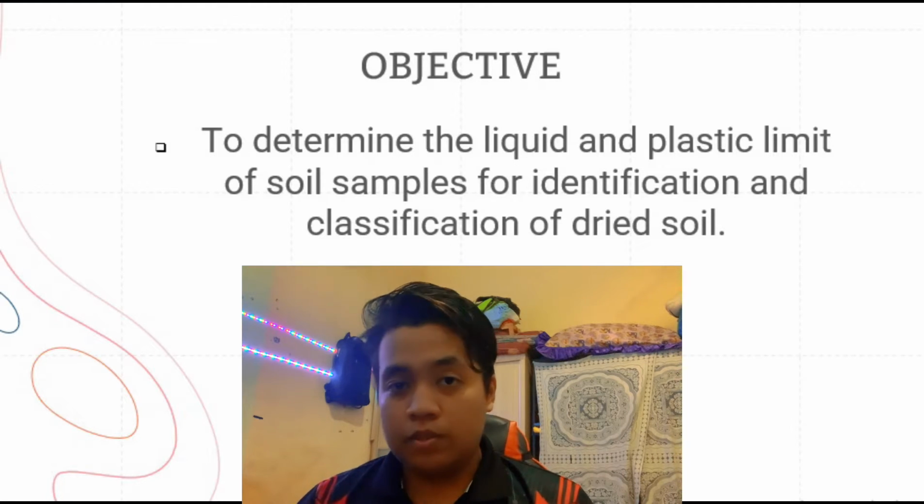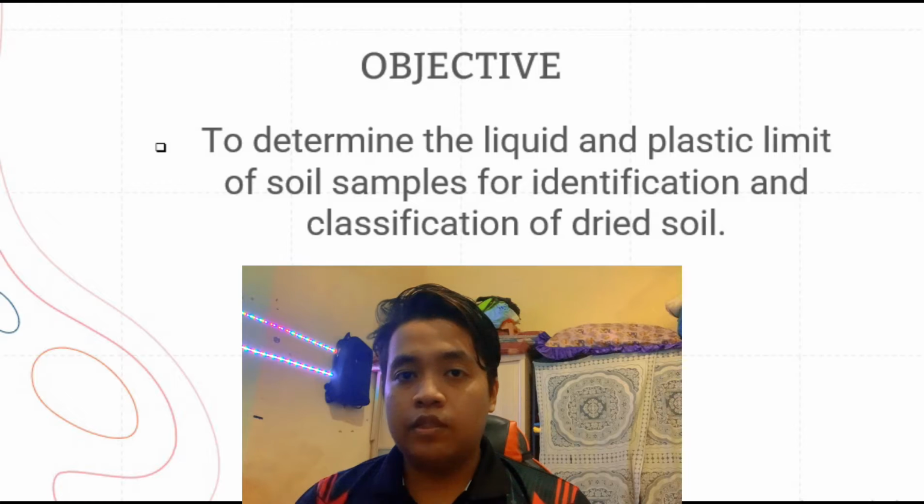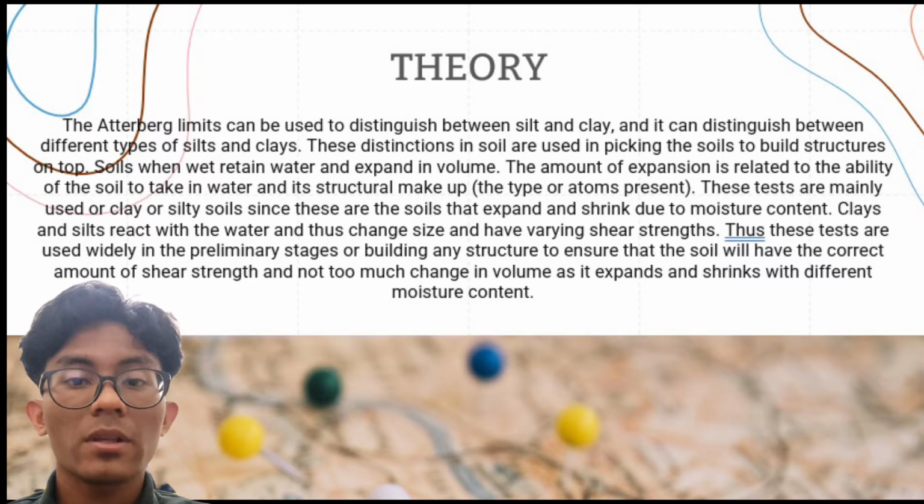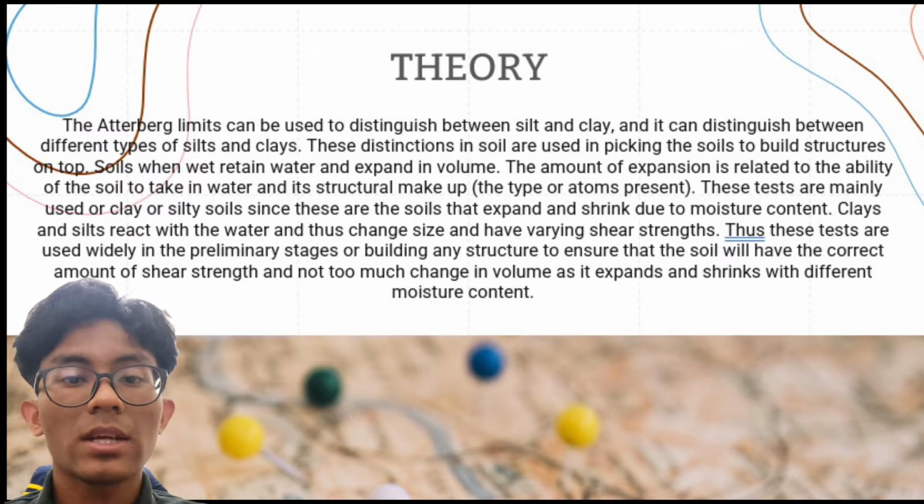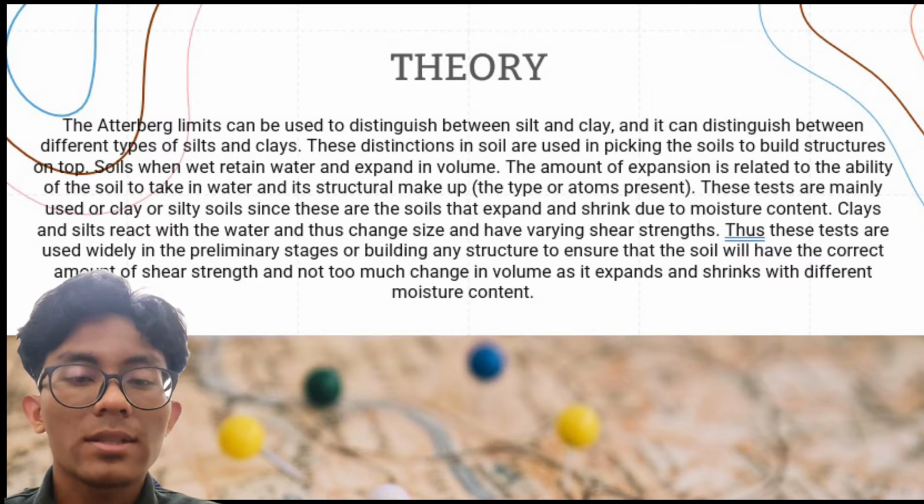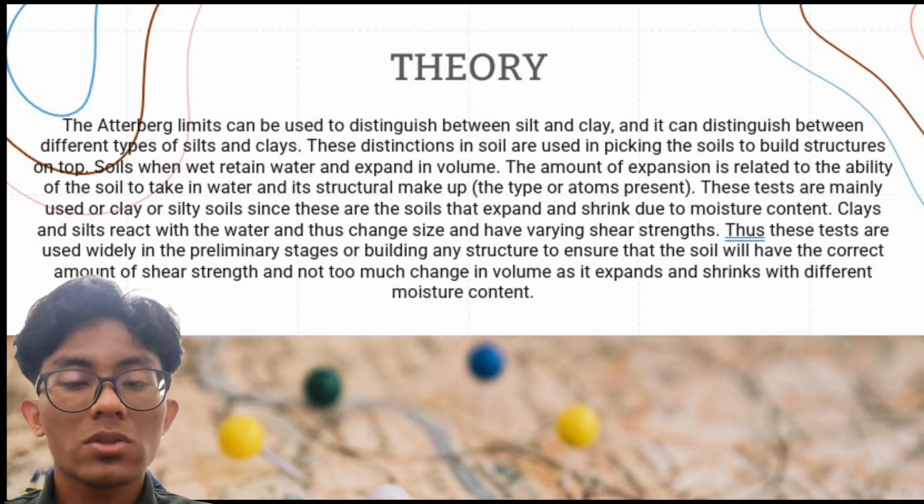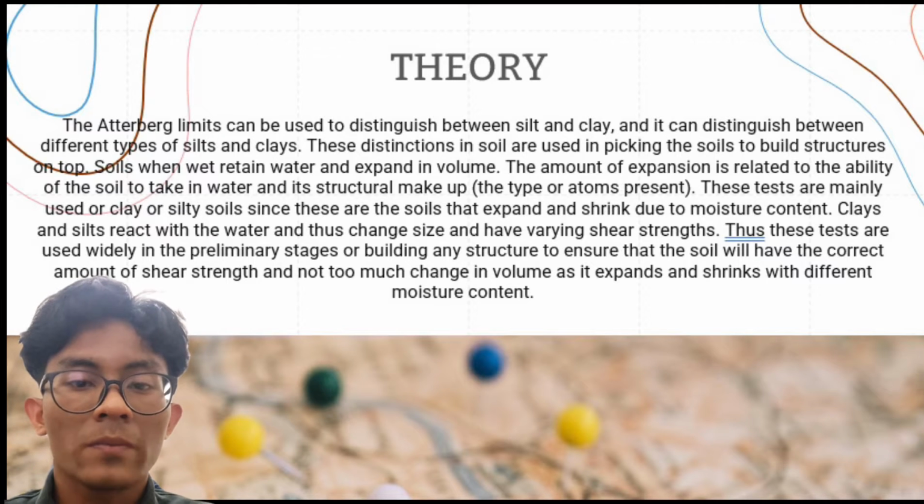I will talk about the objective of the Atterberg limit lab experiment. The objective is to determine the liquid and plastic limit of soil samples for the identification and classification of dry soil. Theory for this experiment is the Atterberg limit can be used to distinguish between silt and clay, and it can distinguish between different types of silt and clay. This distinction in soil is used in picking the soil to build structures on top.